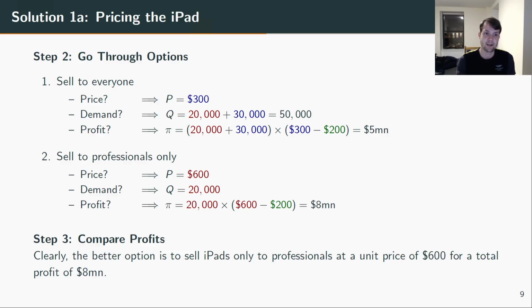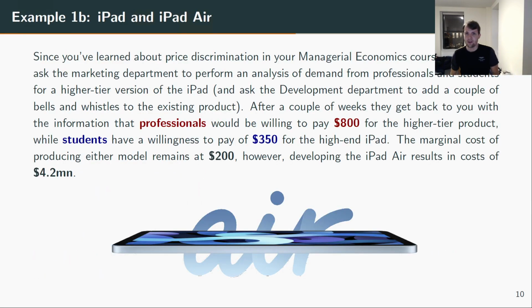Now we're going to add a second product. There's also an iPad Pro. And we know that professionals are going to be willing to pay $800 for this more advanced, lighter device, whereas students are only going to be willing to pay $350 because they don't really need the additional features. The marginal cost is going to remain at $200, and just developing the iPad Air, sorry, I said Pro, I meant iPad Air, is going to cost $4.2 million.